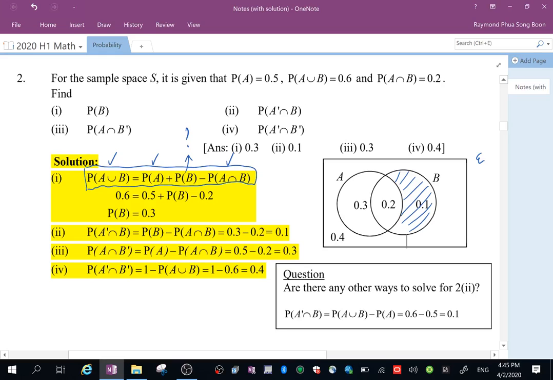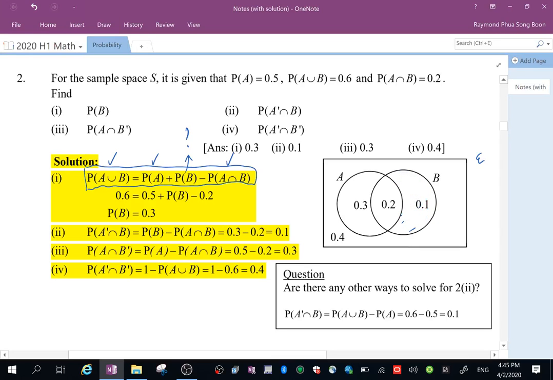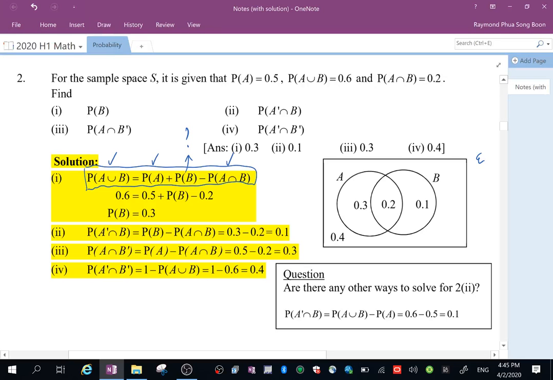So part 3, probability of A intersect B prime. That means in A and not in B. So if this is what we want, let's shade the required region for part 3. In A and not in B. So it will be P(A) minus P(A intersect B), so it will be 0.5 minus 0.2, so it's 0.3.